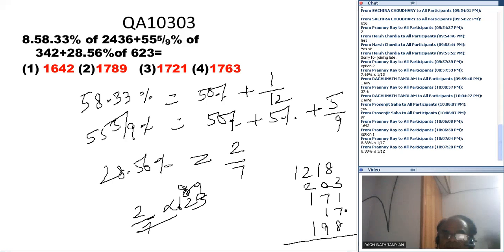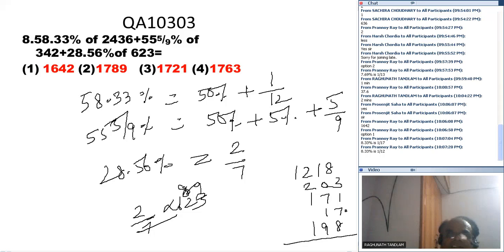55 5 by 9 is 50% plus 5% plus 5 by 9. 58.3 is 50% plus 1 by 12. 50% is 1218. Then 1/12 is 203. 50% is again 171. Then 17.1. Then 198. So you can add that and do that.